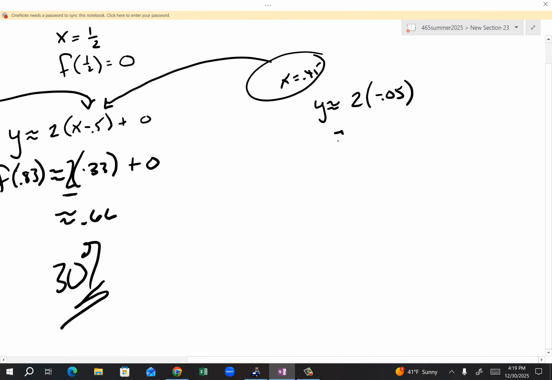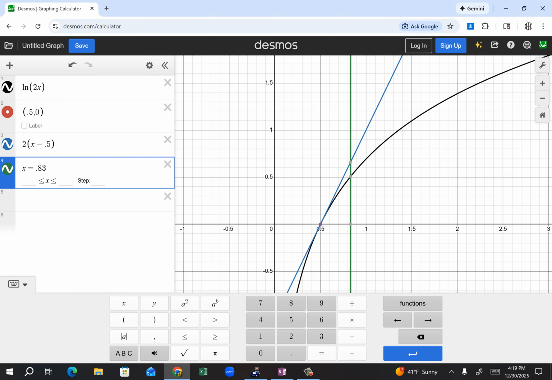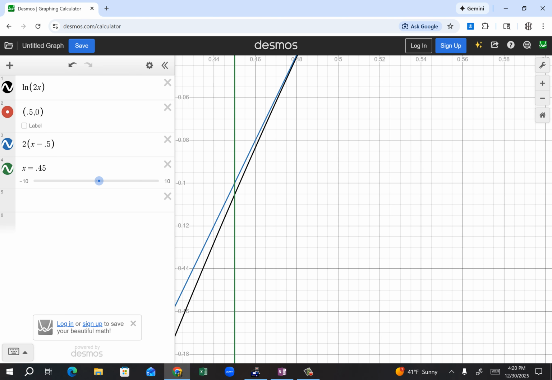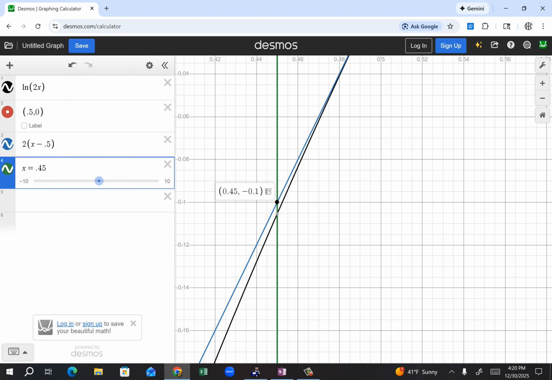So negative 0.1. If you come in here and put in 0.45, oh, look at that. They're literally almost on top of each other. They are. But again, I'm overestimating, aren't I?